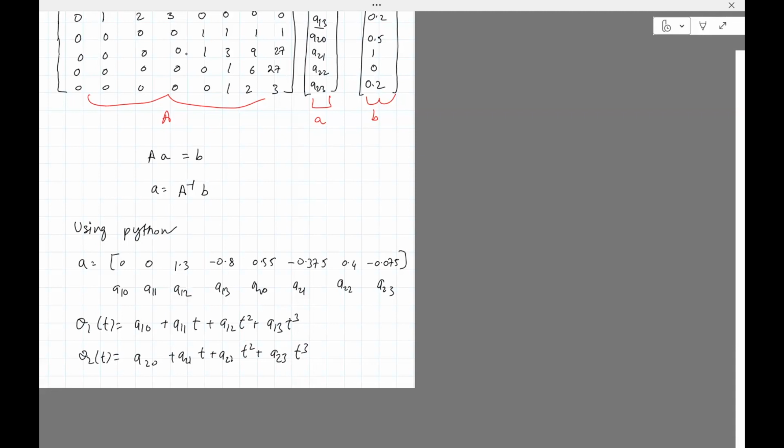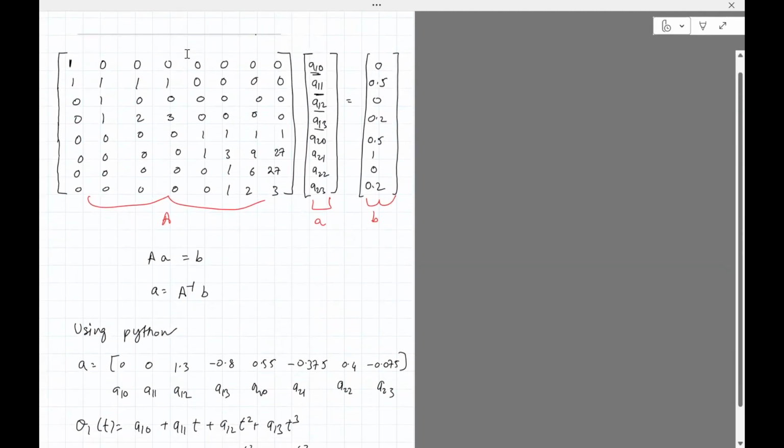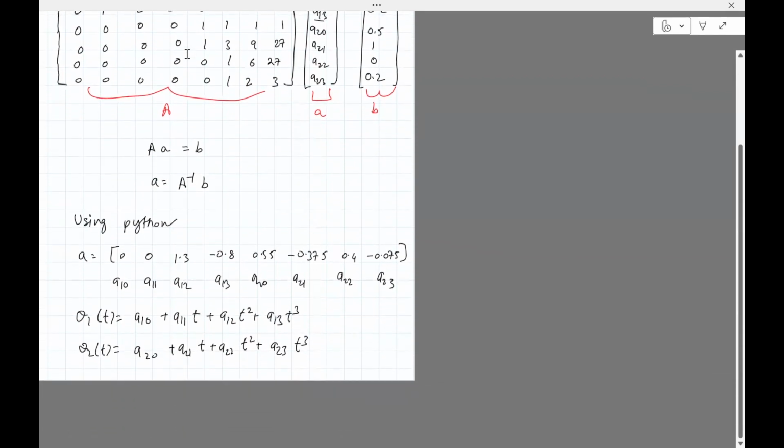What I did was I wrote code which takes this A matrix, the uppercase A, and lowercase b, and computes lowercase a, which is the unknowns. And then once it has that, you can put it in theta1 and theta2 and basically look at what that trajectory would look like. Okay, so that's next. Python code.